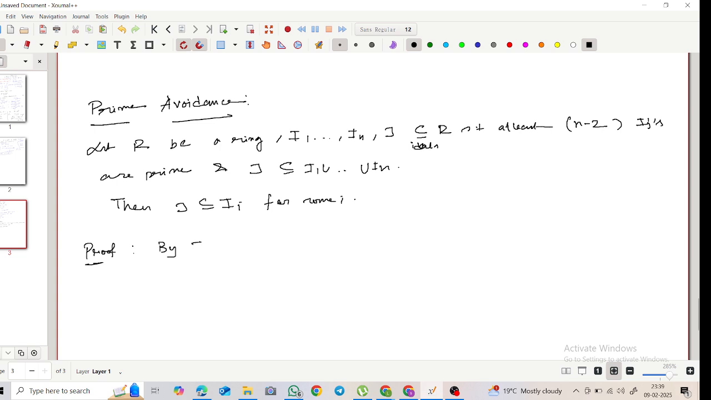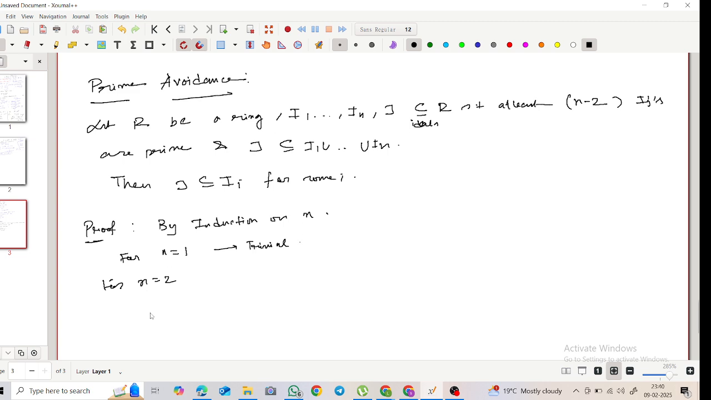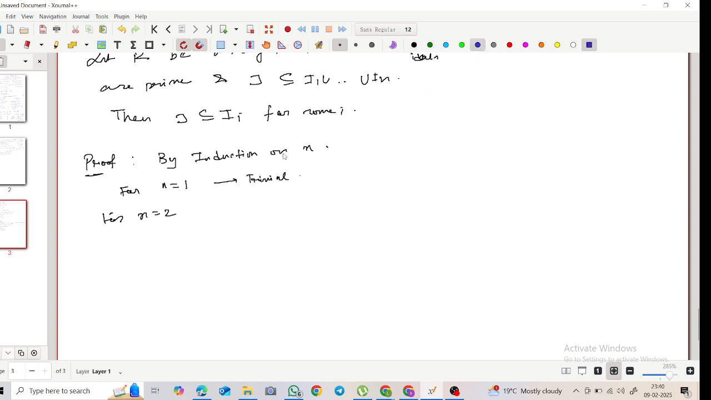So we will do it by induction. For n equal to 1, this is trivial. For n equal to 2, observe this case very carefully, because the general case is just an extension of n equal to 2. So suppose J is a subset of I1 union I2.